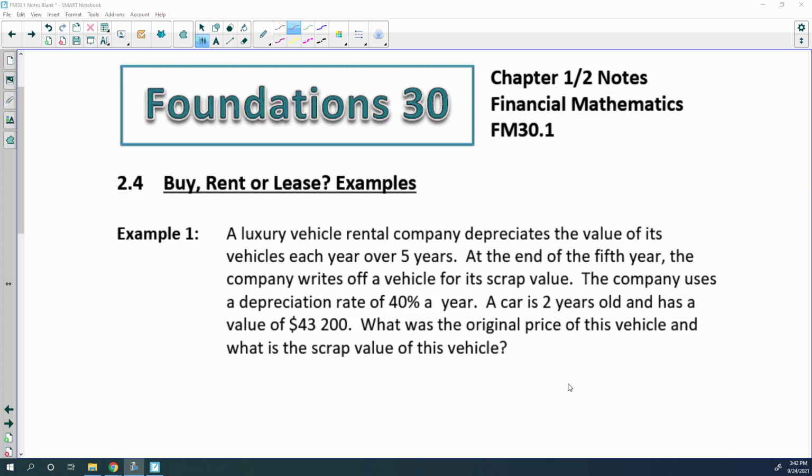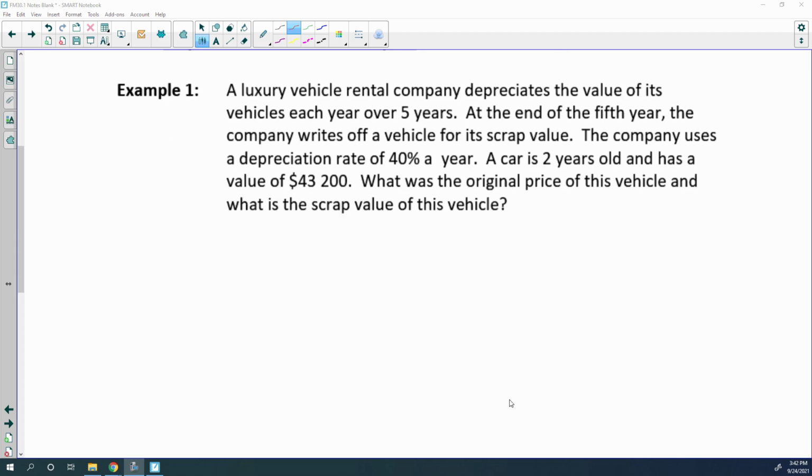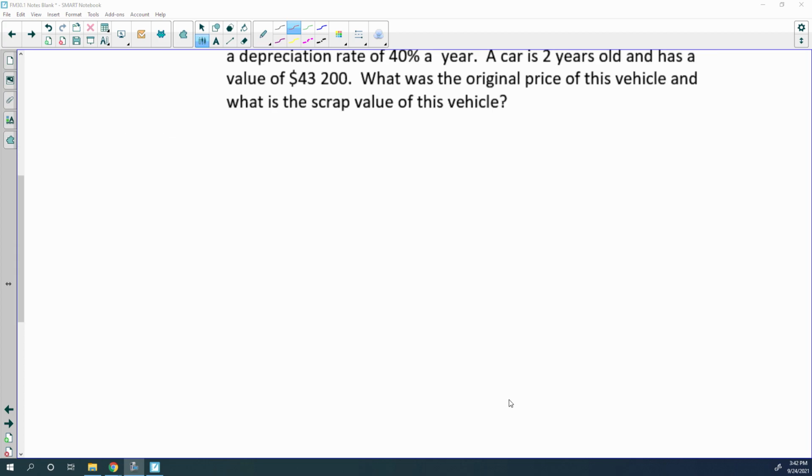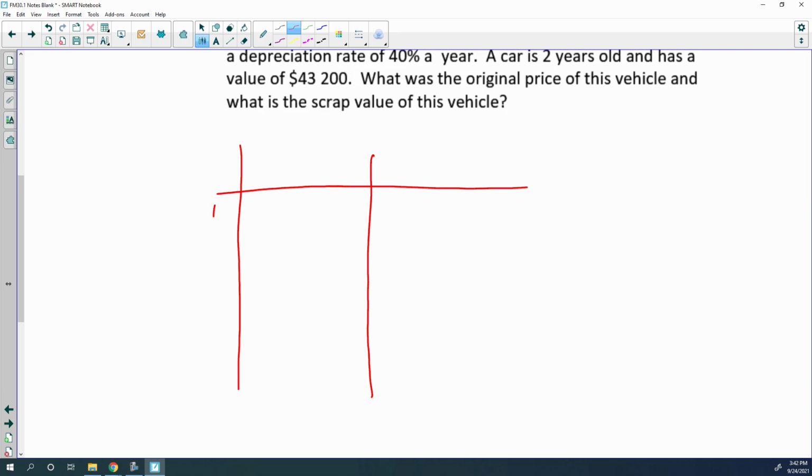A car is 2 years old and has a value of $43,200. What was the original price of this vehicle, and what is the scrap value of this vehicle? So what we're going to do for this one is I'm going to make myself a chart. And so we have the first year, the second year, the third year, the fourth year, and it gets made into scrap on the 5th year.